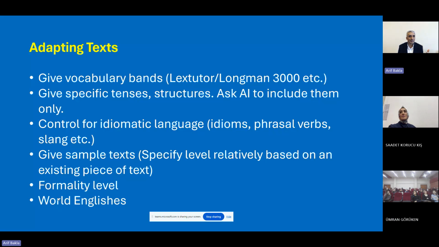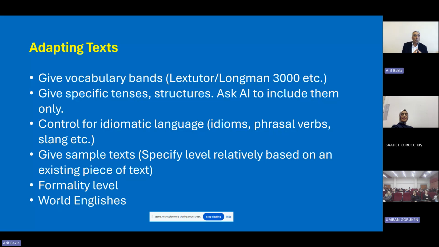And adapting texts is another blessing, because this is something that I like. When you are asking the AI tool to do such a task, give vocabulary bands. So we have some tools like LexTutor, I'm sure you are familiar with this, or we have frequency bands. The first band means the first 1,000 words that are most frequently used in English, beginning with the and other words. So probably the most frequent word is the, and you will work your way up to 1,000 words. That is the first band. Say, for example, adapt the text to A2 level, but do not use any words from, let's say, band 2 or band 3. So give this specific information.